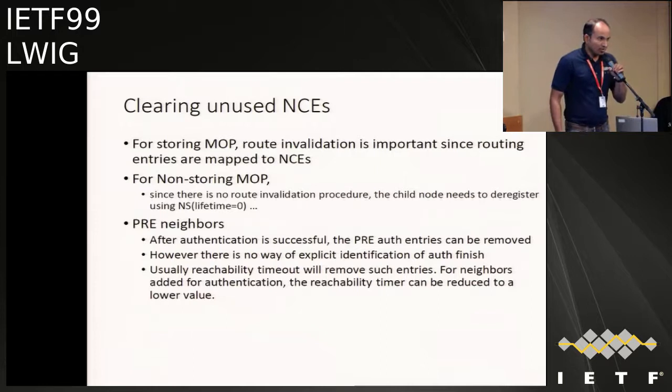Clearing unused entries is also very important, because you want to release the neighbor cache entry as soon as possible so that it can be allocated to something else. In the case of storing mode of operation, route invalidation is important because routing entries are directly mapped to the neighbor cache entries. In the case of non-storing mode, you've got to deregister using NS with a lifetime of 0, while not many implementations do that currently. And in the case of PRE neighbors, there is an interesting question. I'm not sure whether 6TiSCH and ANIMA have a way to handle this, but there is currently no way in PANA for the relay element to know whether the authentication has been completed, so that it can delete the neighbor cache entry and it can be used for something else.